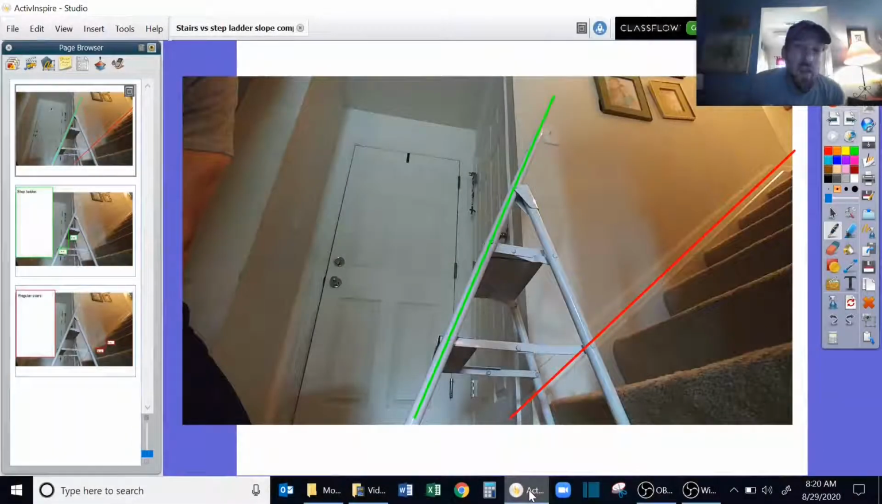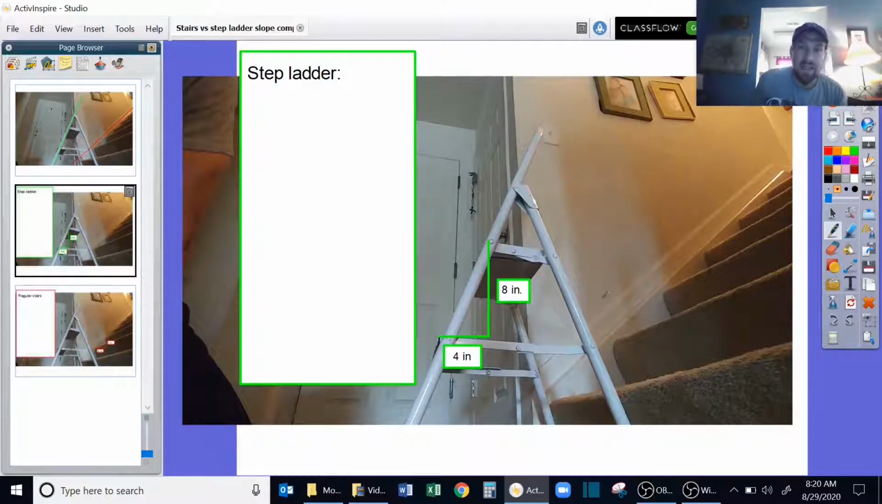When we compare the slopes of the stepladder and the stairs, what we can notice is that the slopes are different because they're at a different angle. Slope is just a number way, a fraction way of comparing and giving a number to how steep something is, how steep a line is.